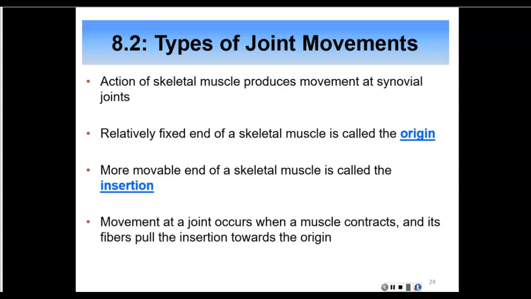Joints have different types of movement. The action of the skeletal muscle will produce movement at a synovial joint. There's a relatively fixed end of the skeletal muscle, which is called the origin of the muscle. And the more movable end of a skeletal muscle is called the insertion of the muscle. Movement at a joint occurs when a muscle contracts and its fibers pull the insertion towards the origin.